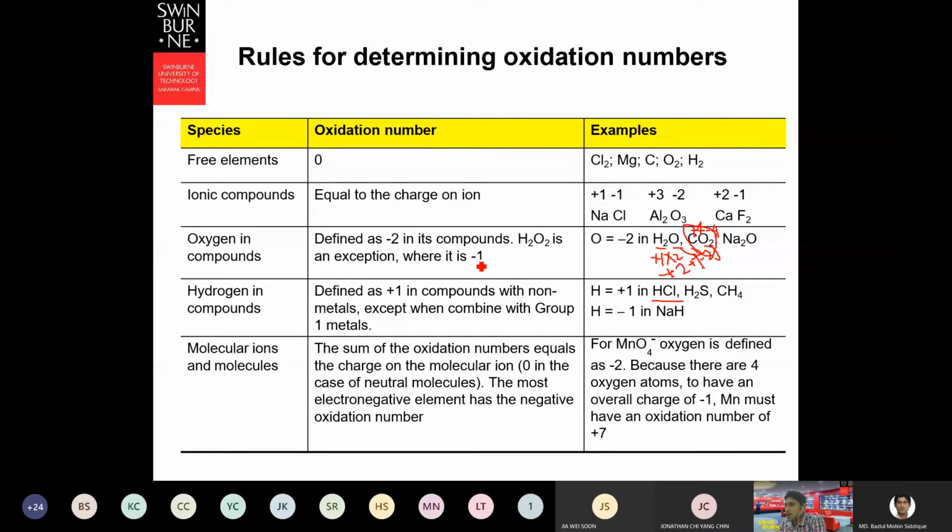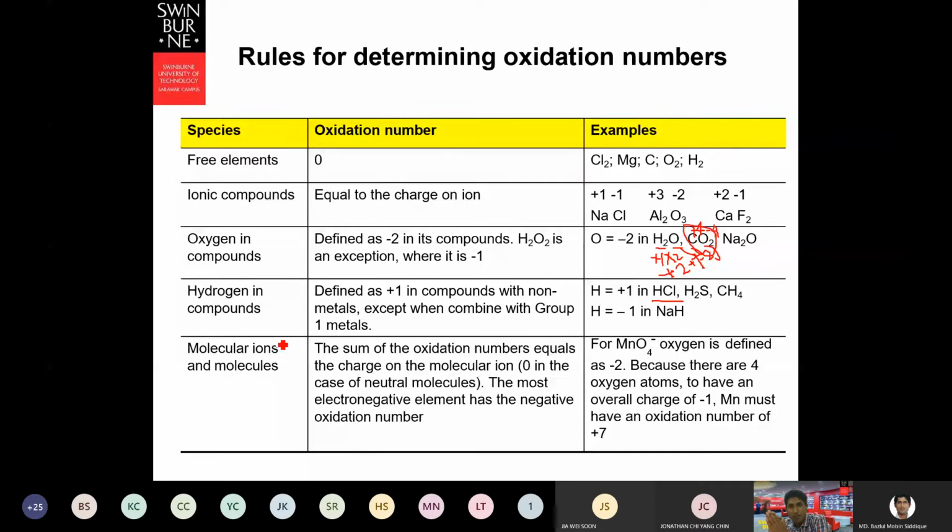Okay, and molecules and ions, when I was talking about the ionic compounds, I was talking about this: for ionic compounds and non-ionic compounds, when it is in the neutral state, that will be 0 charge. That means that charge has been neutralized.